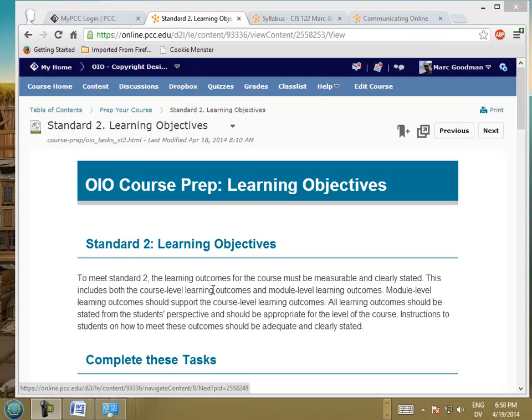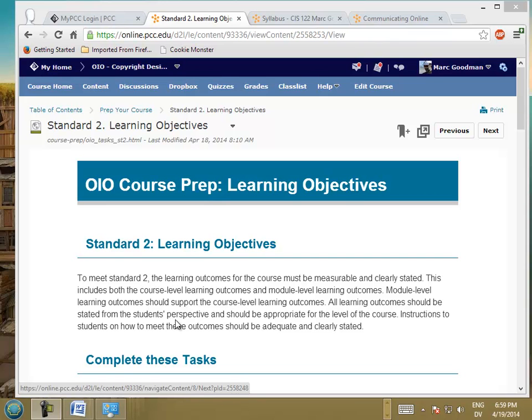If you miss 1 or 2 of them, well, your module level learning outcomes aren't really supporting all of your course level learning outcomes. Similarly, if you have a lot of module level learning outcomes that really don't tie back to the course level learning outcomes, your students might be learning interesting things, but they're spending a fair amount of time learning stuff that's outside of the course level learning outcomes, what you're supposed to be teaching. So that's what we mean by supporting the course level learning outcomes with the module level learning outcomes.